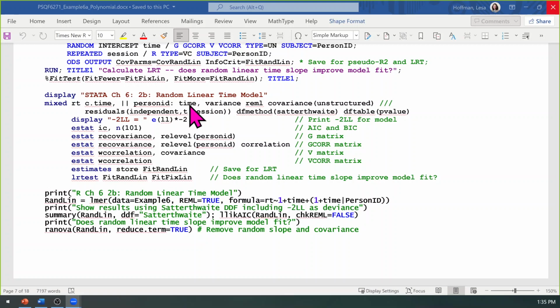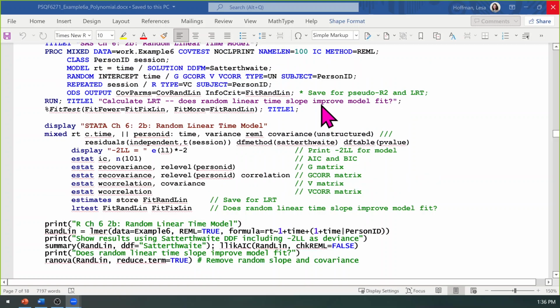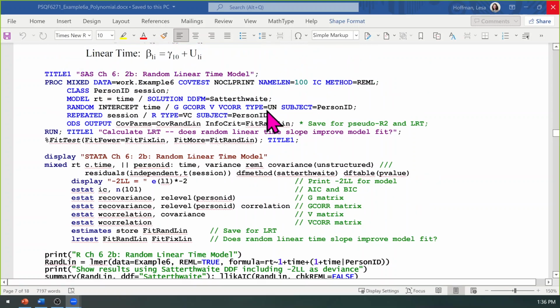Intercept is always there as a default. And that means I had to add covariance unstructured to the Stata code to allow it to estimate the covariance between the intercept and the linear time slope. That also had to happen via type equals UN on the random line in SAS.